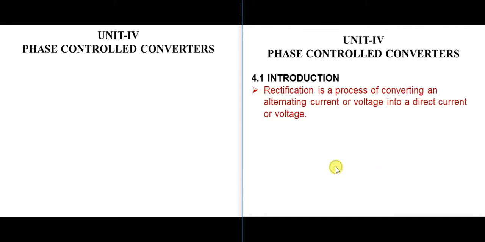Unit 4, phase controlled converters. We can also call it phase controlled rectifiers. Before proceeding further, let us have a look at what is the meaning of rectification. Rectification is a process of converting an alternating current or voltage into a direct current or voltage.